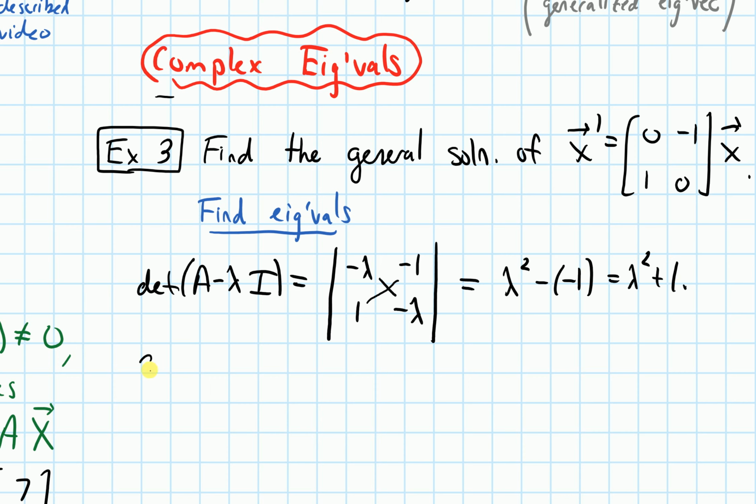And now we form the characteristic equation by setting this equal to 0. So set lambda squared plus 1 equal to 0. And if we isolate for lambda and square root both sides, we'll get that lambda is plus or minus i. All right, so we have some complex eigenvalues here.